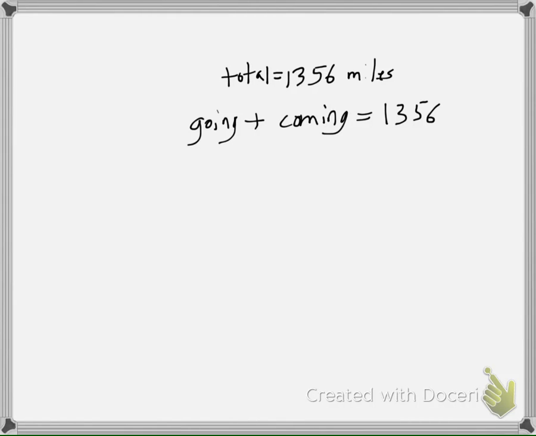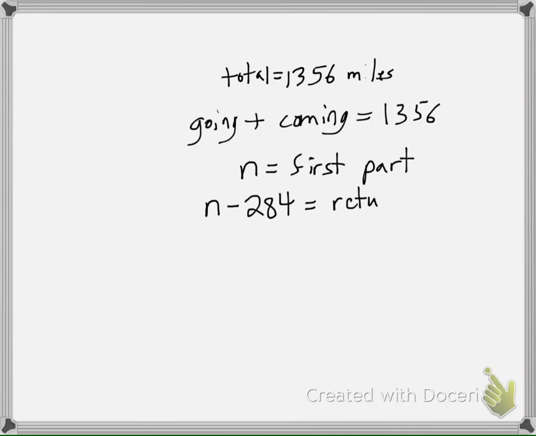Okay, so the first part of the trip is going to be, pick a variable. N. Okay. So N is going to represent the first part of the trip. Which means that the second part of the trip, the return, is 284 miles shorter than the first part. So that is N minus 284. That's the return trip, right?